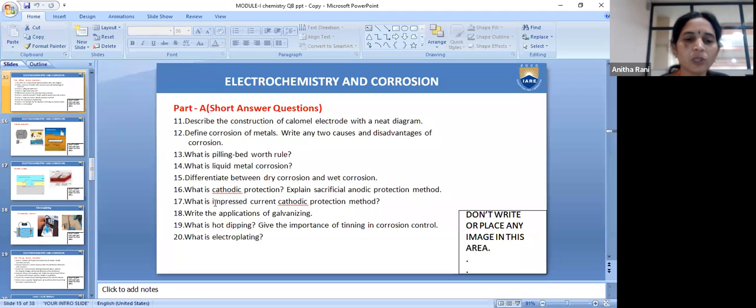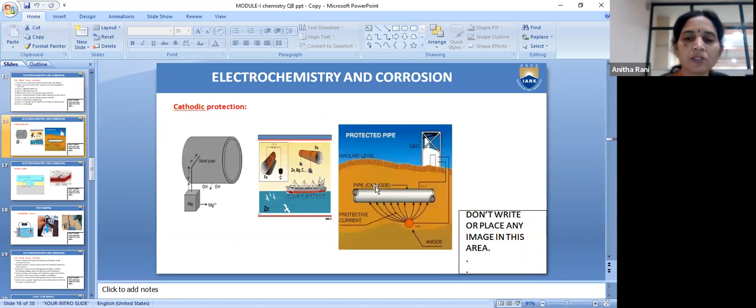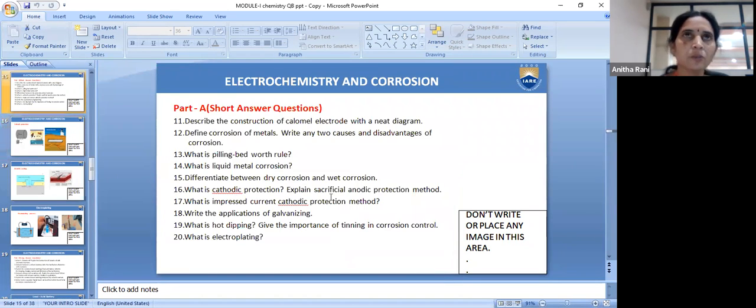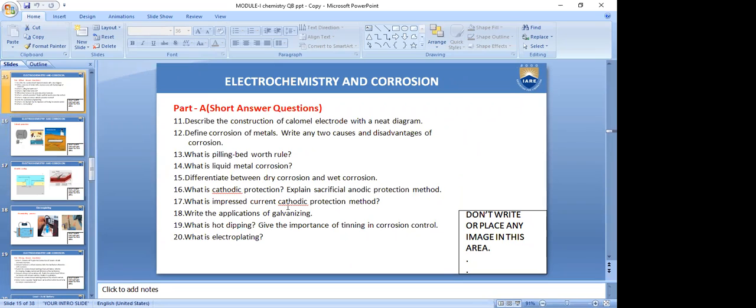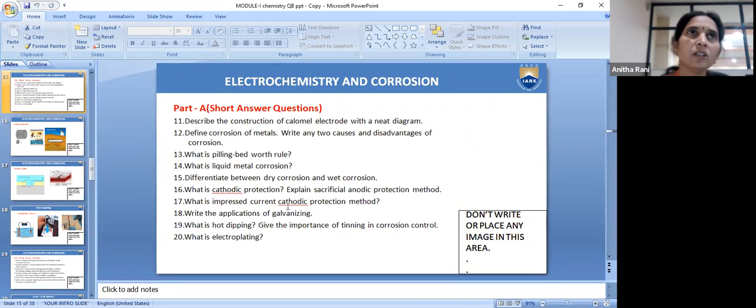Students, what is the impressed current cathodic protection method? This is different. In impressed current cathodic protection, we use an external electrical power source, a direct current source, and we protect the base metals.